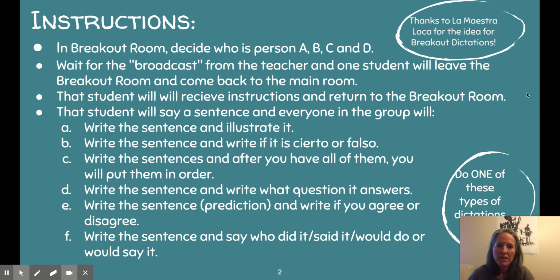Decide who's A, B, C, and D. Wait for the broadcast from the teacher. One student leaves, comes back to the main room. That student gets instructions and returns to the breakout room. They'd get a sentence as well. And that student will say a sentence and then everyone in the group writes it. These are the types of dictations, which I'll just show you here.